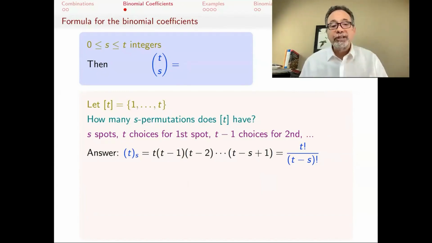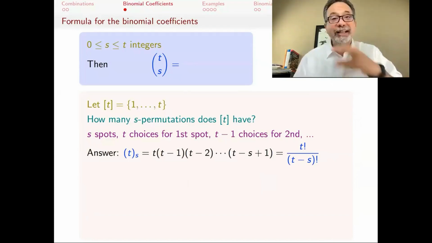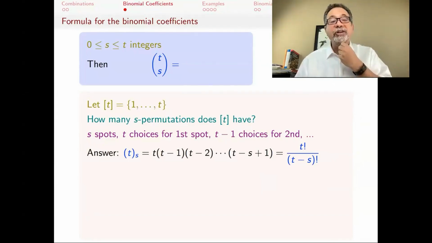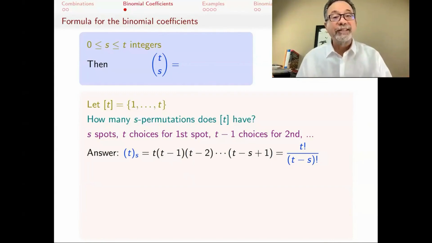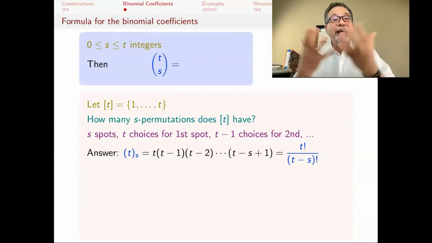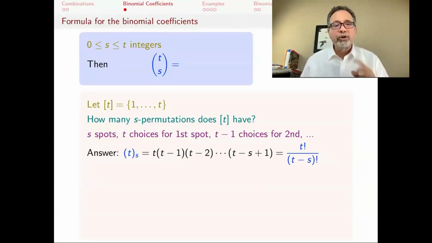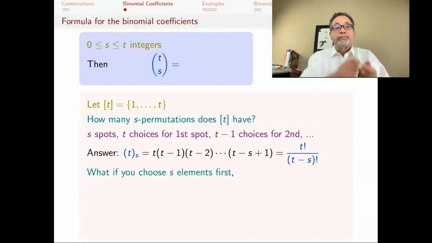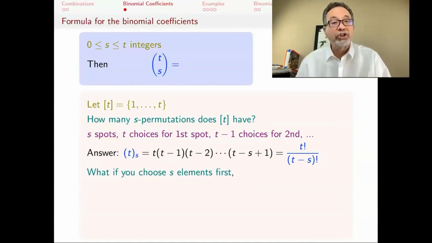But what I'm going to do is answer this question yet again. That's not the question that I really want to answer. But by answering in two different ways, I will have two answers that will have to be the same. The way I'm going to do it the second time is I'm going to say, don't just start putting elements in your S permutation, but first decide which of those T elements you're going to put there. You're only going to put S of them. You're not going to put all of them in that permutation. Pick the ones that you want first.